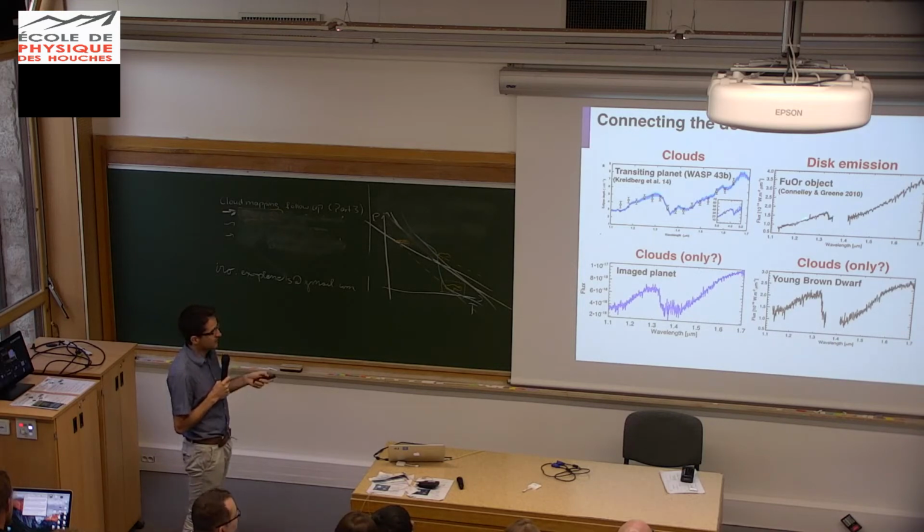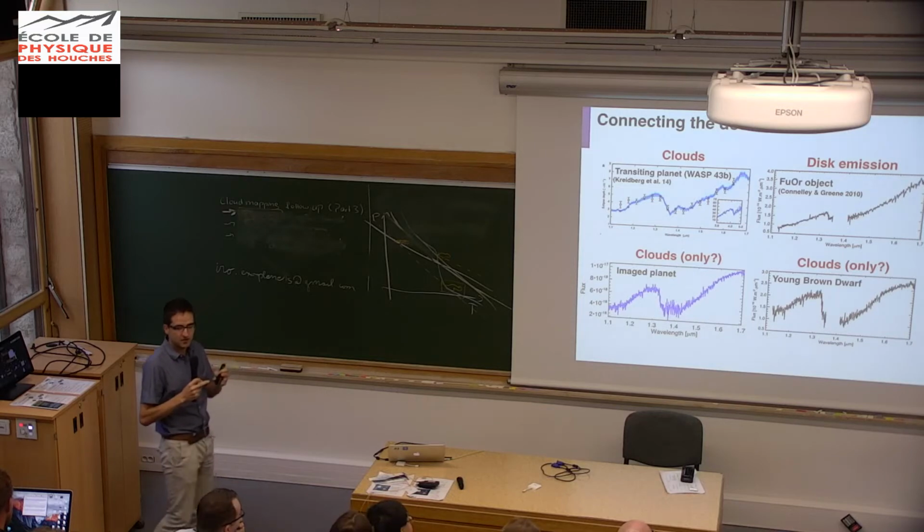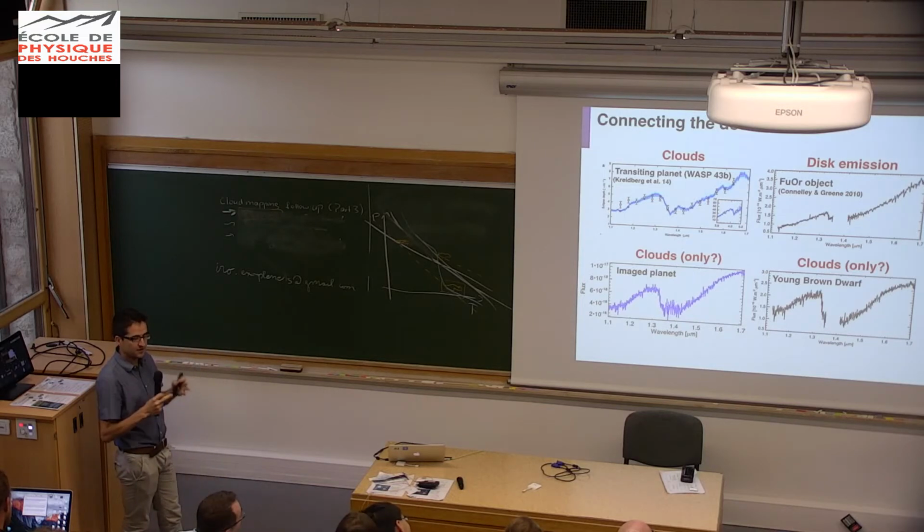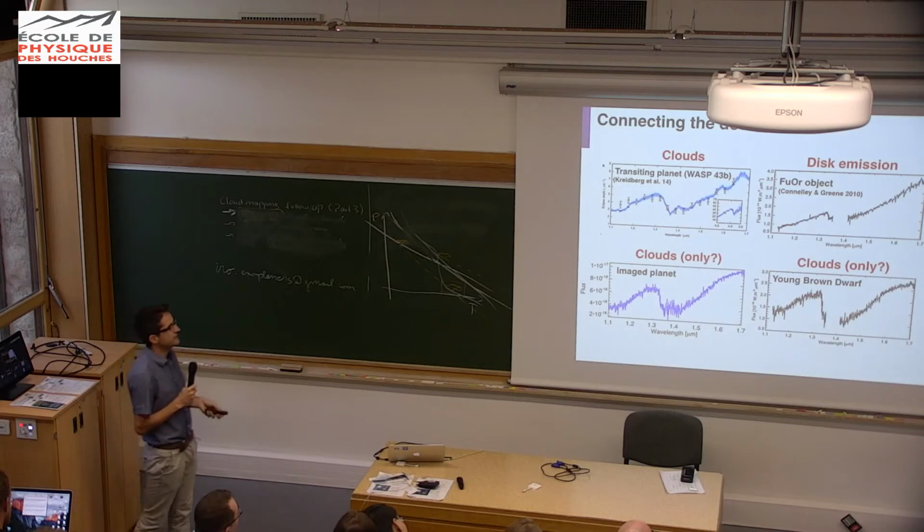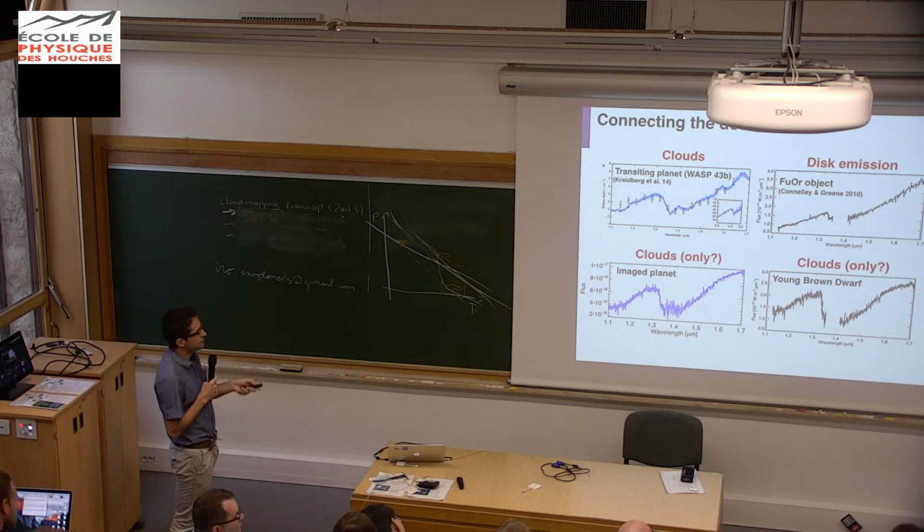So what you're seeing here is the emission spectrum of disk material, okay? These objects are massive stars. They have massive disks around them, and the disk is heated to high temperature. It radiates in the infrared. And actually, in the spectra of the disk, you can see water band features.